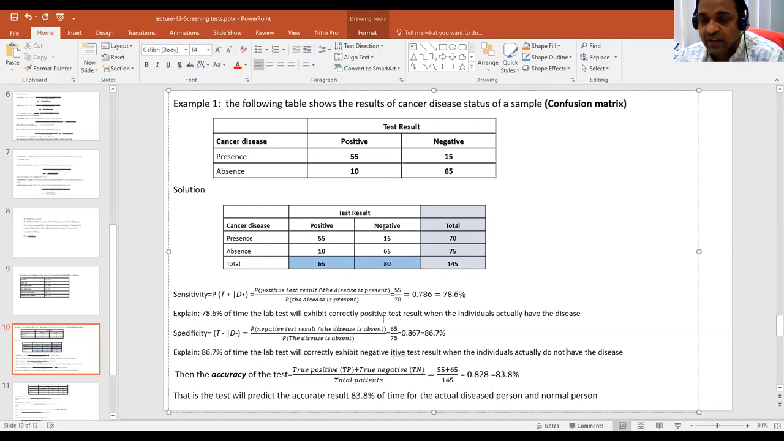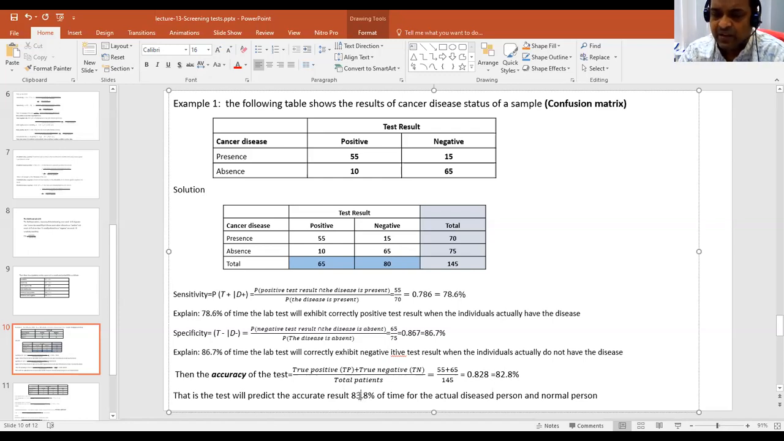So the correct result is 55 plus 65. True positive, true negative: we know correctly identified positives are called true positives, and correctly identified negatives who don't have the disease are true negatives. Total patients will give 82.8%. Okay, so what is the comment? That is, you can say the test will predict the accurate result, maybe the patient has the disease or does not have the disease.